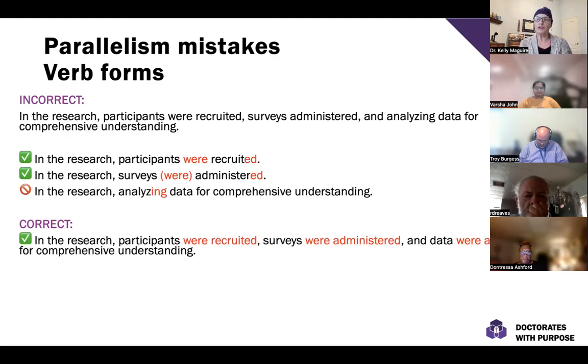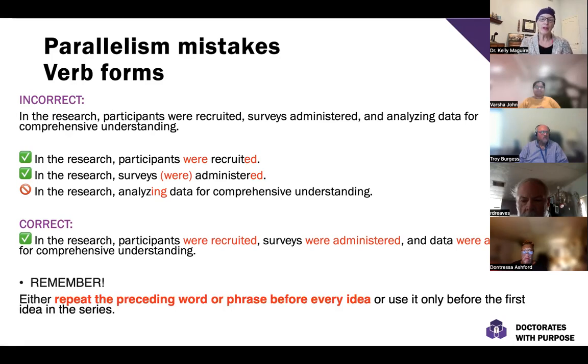The correct way to do this would be to say, "In the research, participants were recruited, surveys were administered, and data were analyzed for comprehensive understanding." And as a note, I know that a lot of times it sounds like we should say the word "was," "data was analyzed," but in research, we say "data were analyzed." So just make a little mental note of that. I know, believe it or not, that's correct. So just remember, in this case, what we needed to do to fix it was repeat that preceding word or phrase before each idea. That was the way to fix this particular sentence.